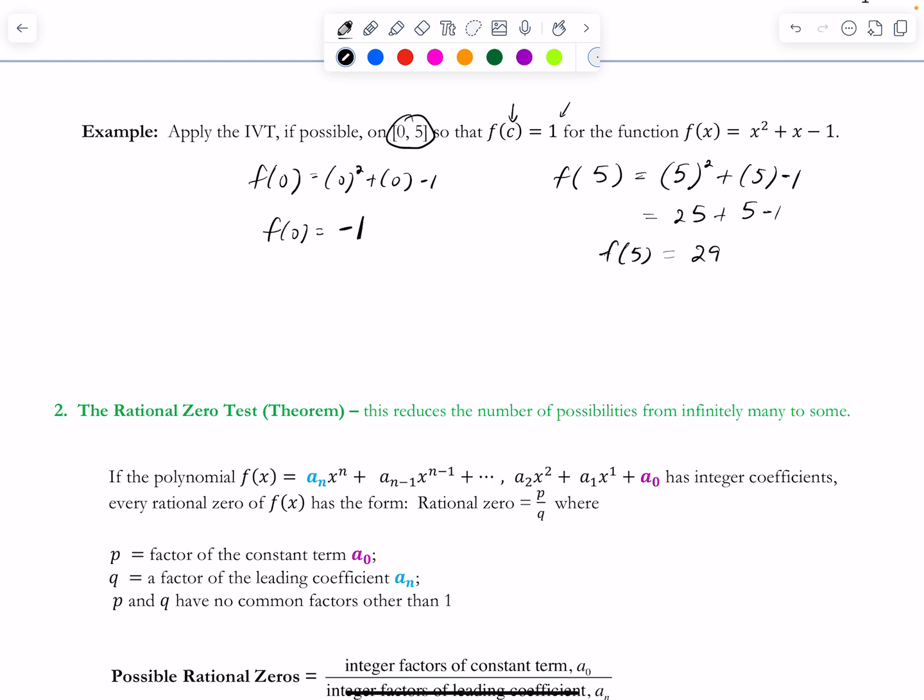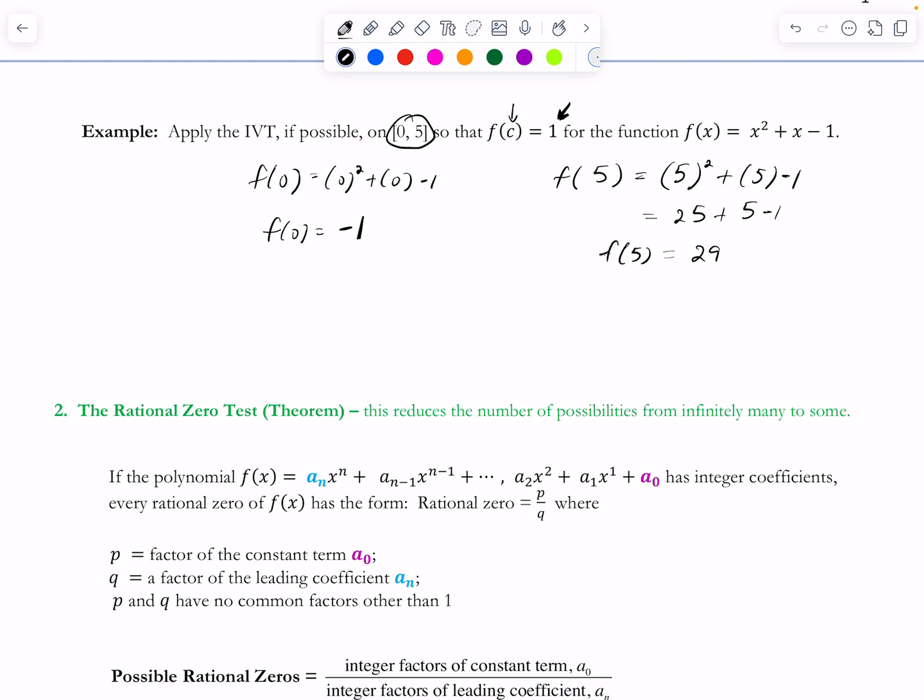All right, now looking at those two y values, I see negative 1 to 29. This y value of positive 1 is between negative 1 and 29. So because this quadratic function is continuous, at some point between 0 and 5, there is some value c for x that is going to make this function equal positive 1, right? That is the intermediate value theorem applied, okay?